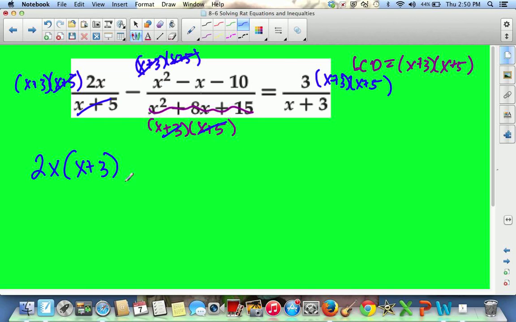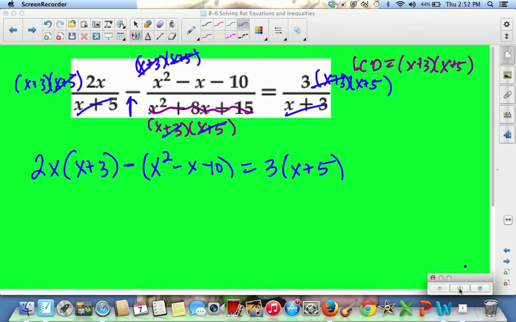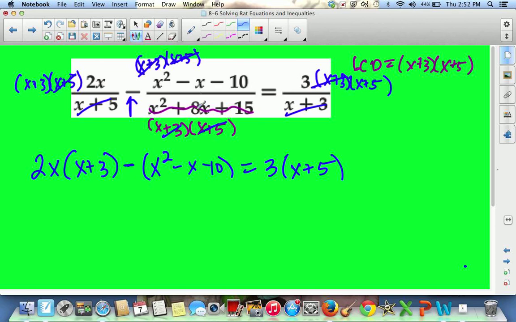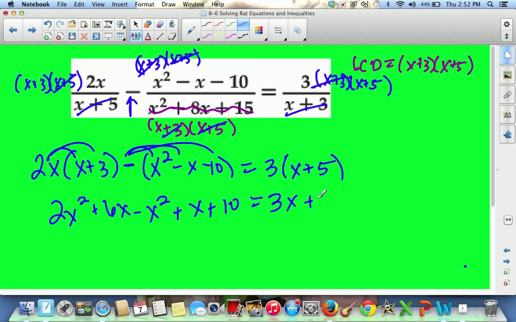So this can't be factored. We're going to leave it with a minus sign here, and it's going to be x squared minus x minus 10 because we're subtracting that whole thing. Here the x plus 3's cancel out. Okay, so now we're going to distribute. Then we're going to distribute the minus sign as well, and distribute over here. It's done.